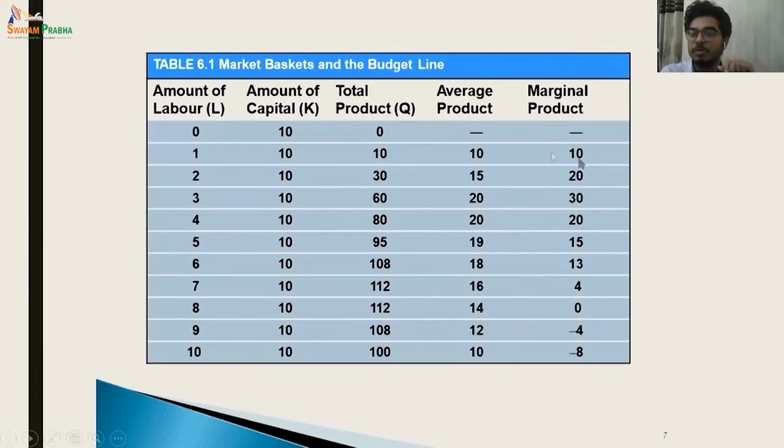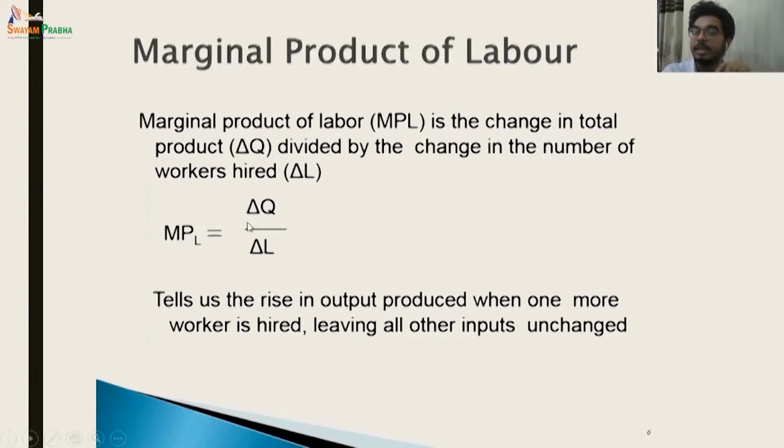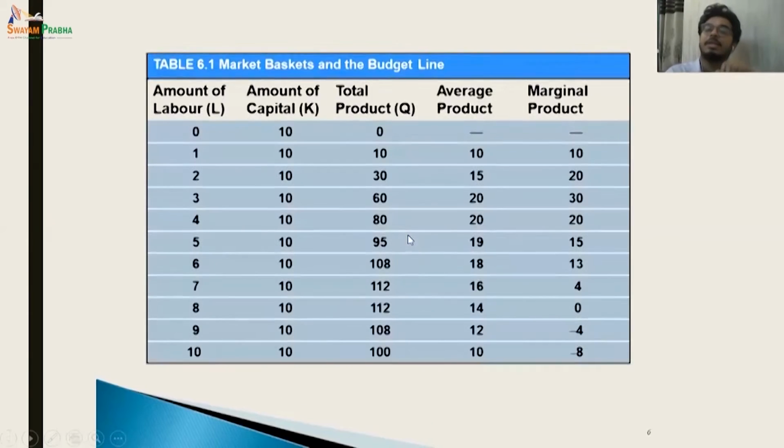So what do I observe? I observe that for the marginal product at 1, the change in quantity, delta Q, is 10 minus 0, divided by the change in labor, delta L, which is 1 minus 0. So 10 minus 0 is 10, 1 minus 0 is 1, and 10 divided by 1 is 10.